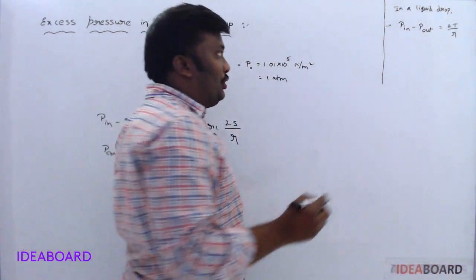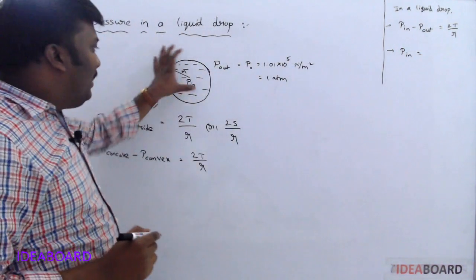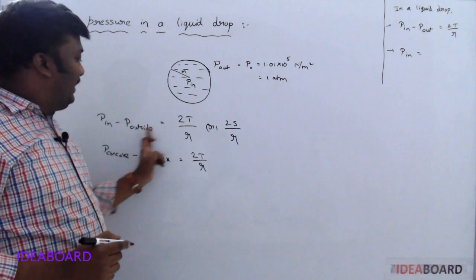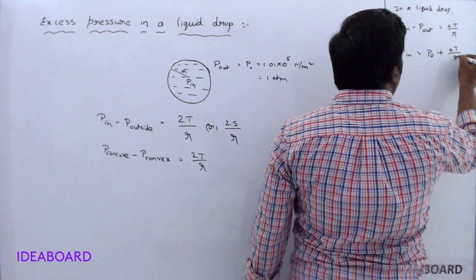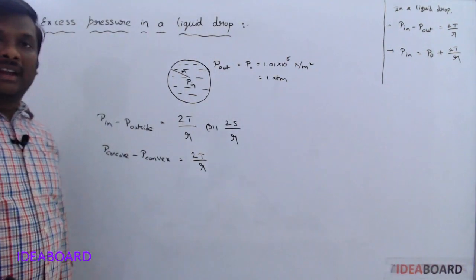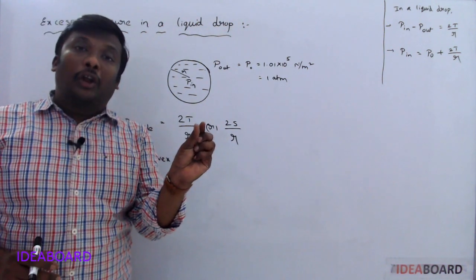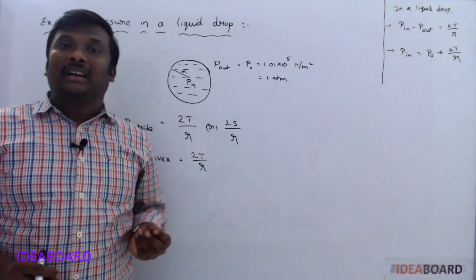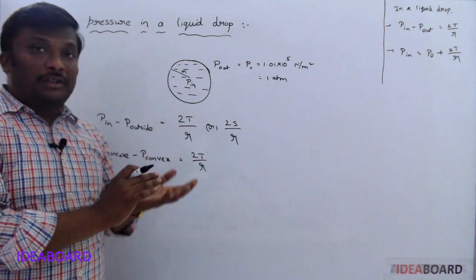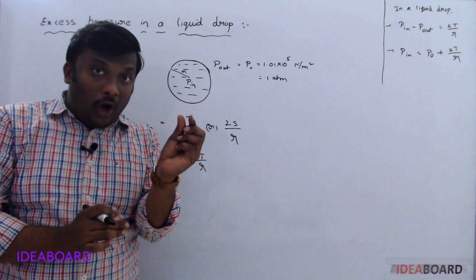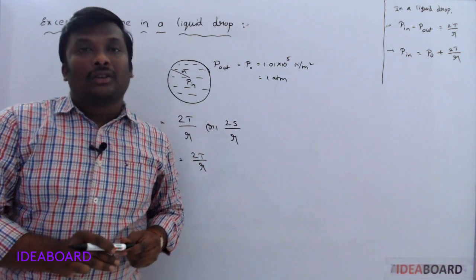Now my question was, what is the pressure inside the liquid drop? If I want only the pressure inside the liquid drop, then taking the outside pressure into account, it is P naught plus 2T by R. Understand? Due to this excess pressure, the tiny droplets we saw in the fog in the early morning form tiny droplets, and those behave like a solid.